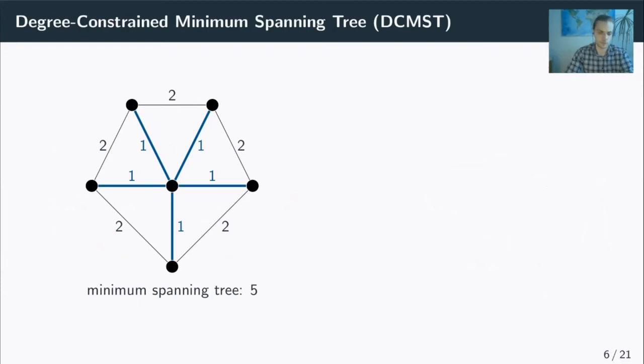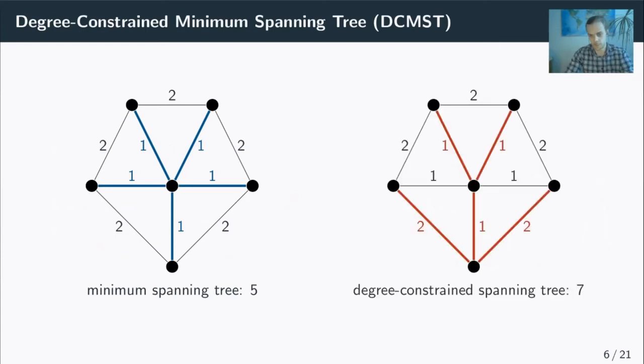So you can model the task as a graph with weighted edges, and you're basically interested in finding a minimum spanning tree like here. So you take the 5 cheap blue edges and end up with a spanning tree of cost 5. If we now enforce each vertex to be connected to at most 3 neighbors, we can't use those 5 edges anymore, and are forced to use 2 more expensive edges, leading to a degree constrained minimum spanning tree of cost 7 here.